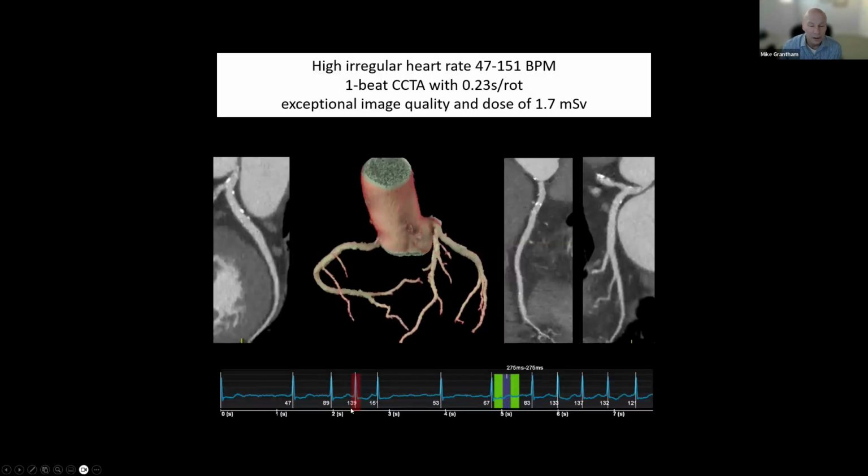So another patient with an irregular heart rate. And the way to improve your odds with these difficult patients that have irregular heart rates is to acquire more of the cardiac cycle. That, of course, does come with a larger radiation dose, but since this is prospective, it's really not much of a change. So the last patient was narrower, their dose was lower. This patient's a little bit wider acquisition, so it's 1.7 millisieverts, still much lower than if you did a retrospective study.